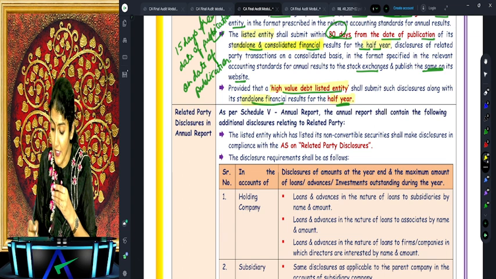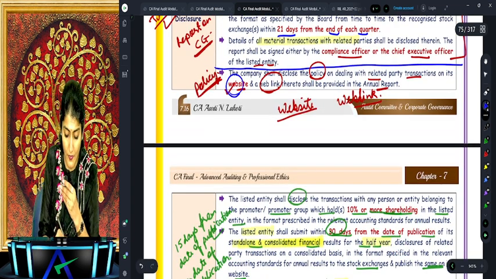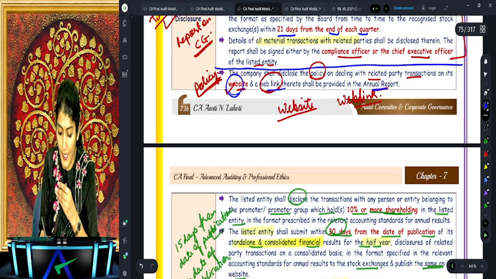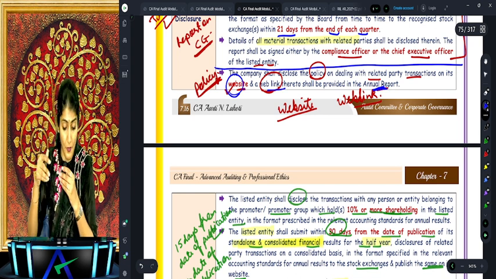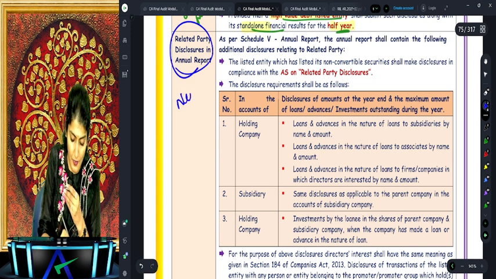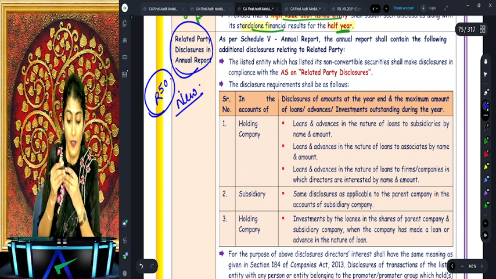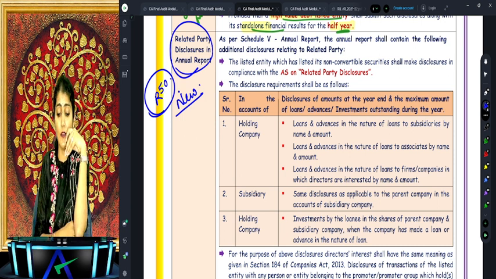Yes. Then related party disclosures. These were the related party disclosures which were to be given on the website, and also a web link had to be provided in the annual report. Now we are talking about the related party disclosures in the annual report. Right, related party disclosures in the annual report.